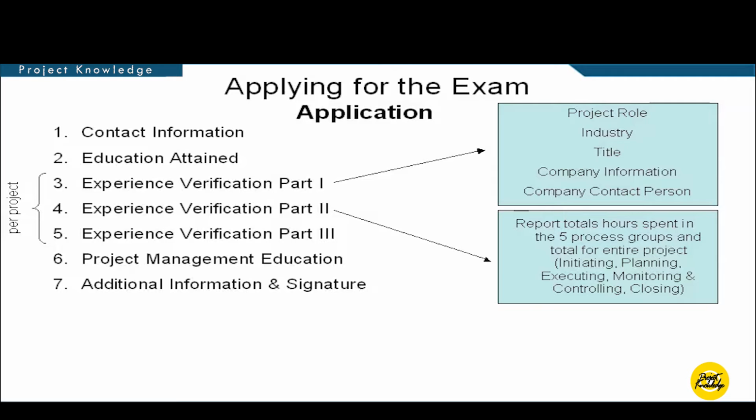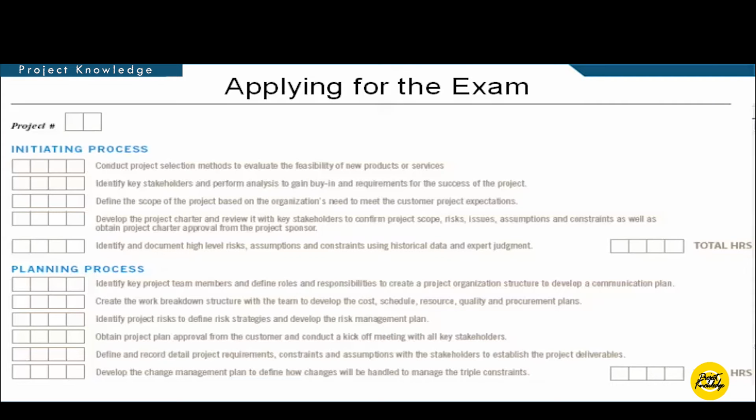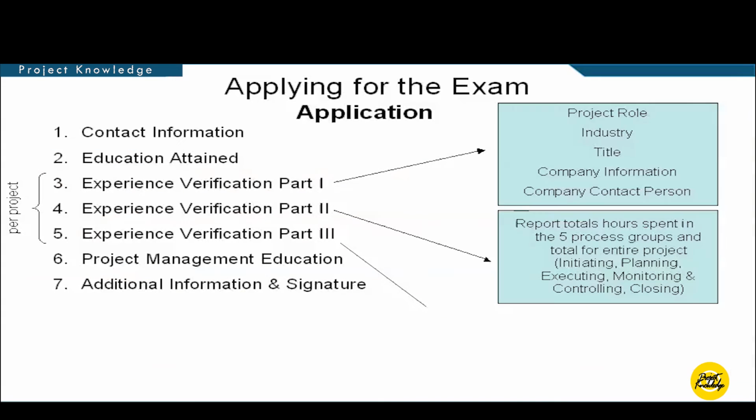And I'll take a moment to show you part of the application. Don't worry so much about the text that you see on your screen. What I'd like to show you is the format. What you'll have is the 5 process groups, and each of the 5 process groups will have subcategories under it detailing project activities. What you'll do is place the total number of hours for each of those subcategories, total them up, and then to the right of the process group, you'll place the total number of hours that you spent on the process group.